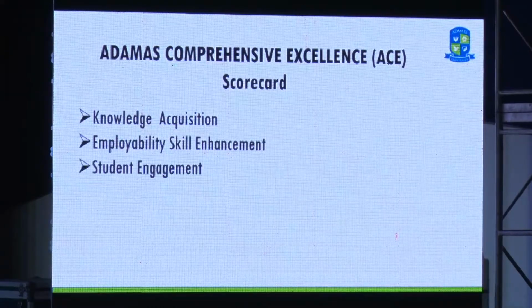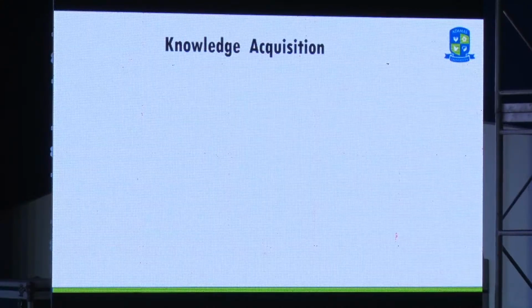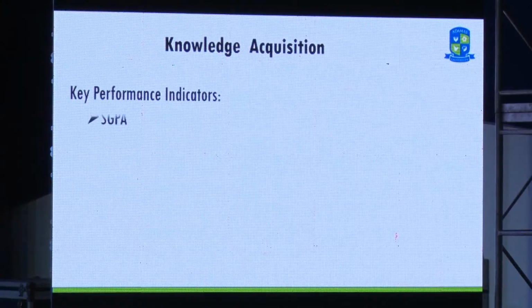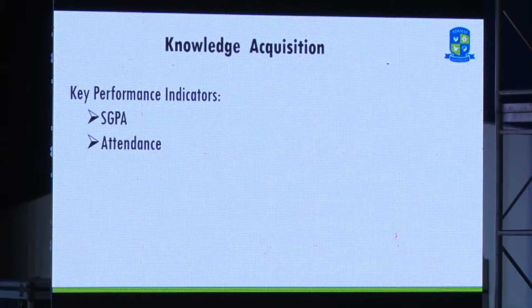One is knowledge acquisition, which is directly related to your academics, to your curriculum. The second one is your employability skill enhancement, which again is related to your employability. And lastly, student engagement. If I talk about the different KPIs for these three main criteria, let me start with knowledge acquisition. What are the KPIs? Obviously, your semester grade point. Doing better in any semester is obviously a main prerequisite. So you have to study a lot, you have to study very hard.